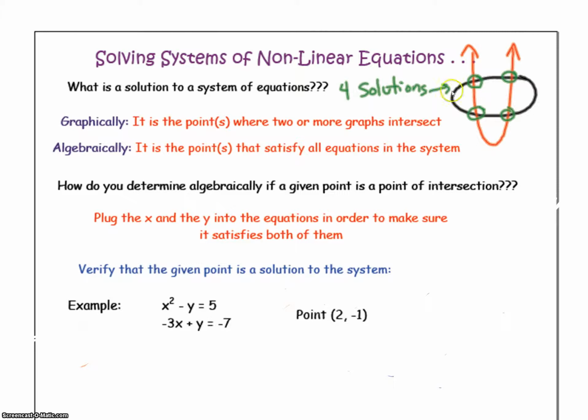Here's an example of a place where a parabola intersected an ellipse, and you can see there are 4 solutions here. Remember, when solving systems in general, the way to determine algebraically if a given point is a point of intersection is just to plug it in. If the point satisfies both equations, that is, it makes both equations true, then it must be a point on both graphs, or a point that belongs to both graphs.